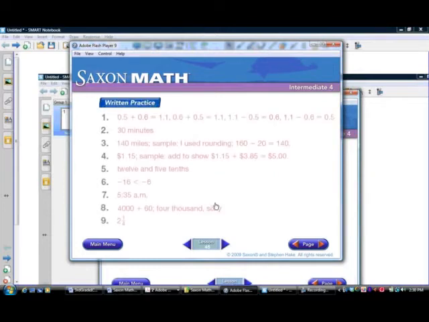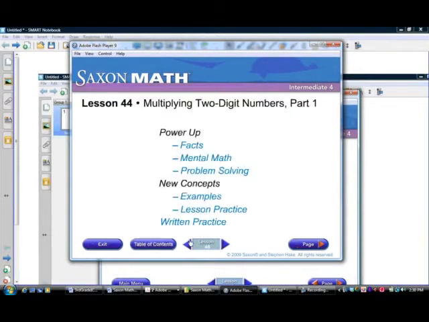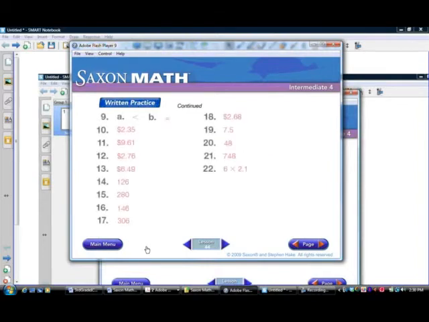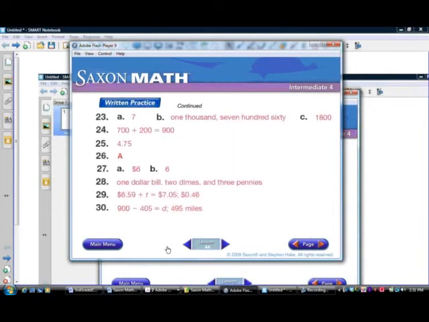They sure did. Okay, you are ready now to go back and check your practice. So hit pause as you check 1 through 8. Hit pause as you check 9 through 22. Hit pause as you check 23 through 30, and then you will be finished.